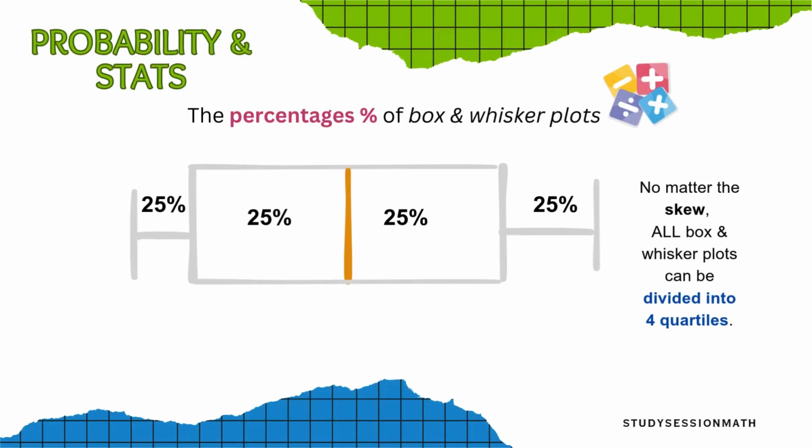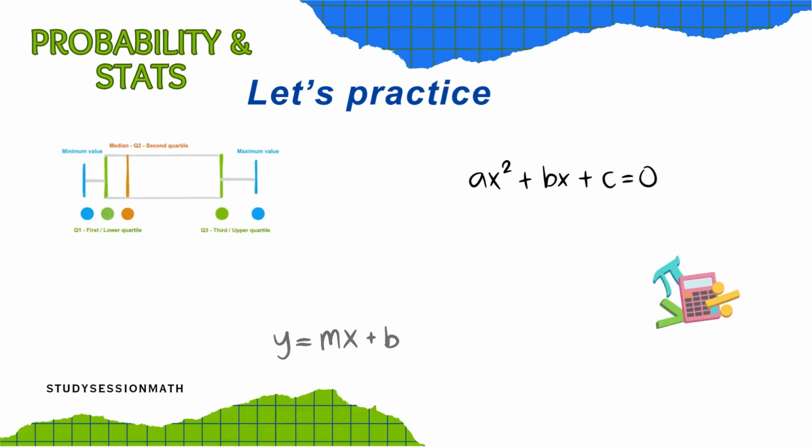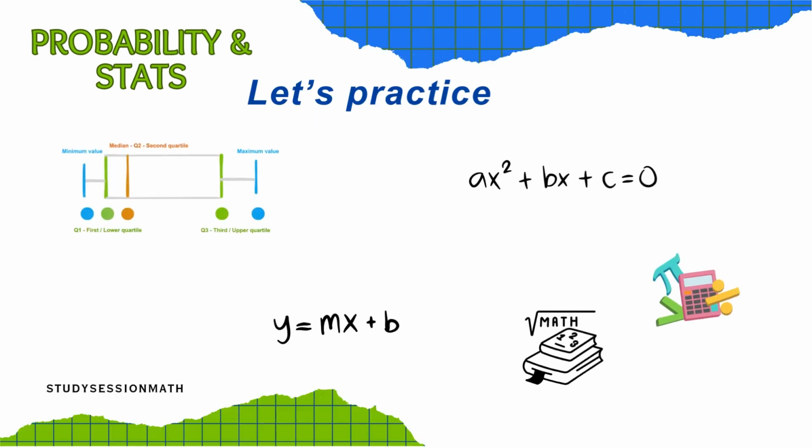No matter the skew, all box and whisker plots can be divided into 4 parts called quartiles. Each part represents 25% of the items inside the data set. Time to try it out. Remember to pause the video as the answers are displayed within 5 to 7 seconds.